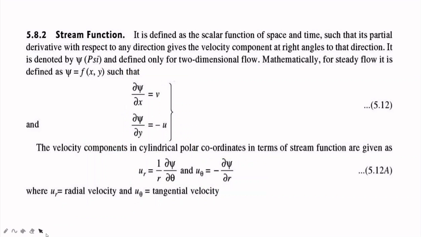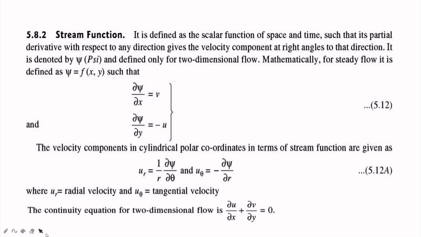Okay, what is the major difference? Its derivative in the particular direction gives the velocity of its next, means dou phi by dou x gives you the v value, dou phi by dou y gives you the u value, but u has a negative effect. This is about the stream function.